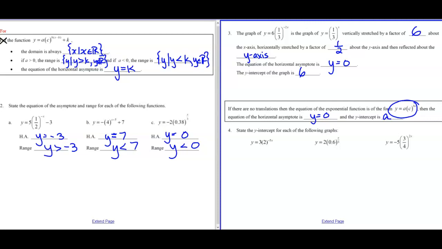So for the y-intercept, you put 0 in for x. You're just going to get 3, the coefficient. 0 in for x makes that exponent equal to 1, that power equal to 1, so the y-intercept is 2. Make that 0 in for x, make that power equal to 1, so the y-intercept is -5. Okay, pretty easy. It says verify with your... oh no, sorry, not quite yet.